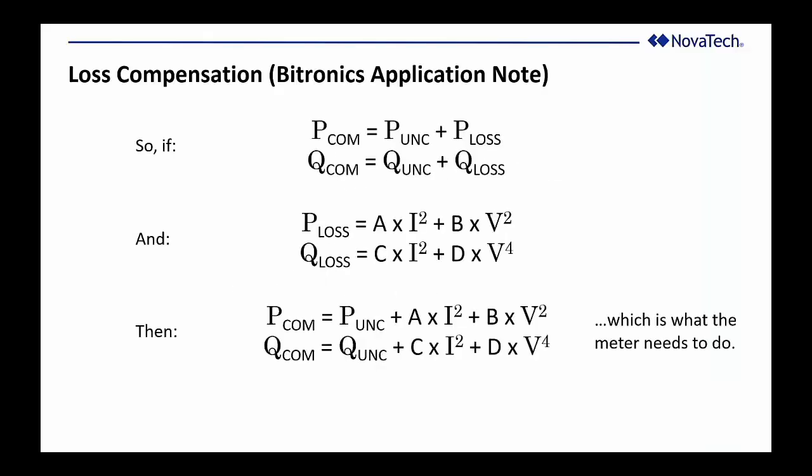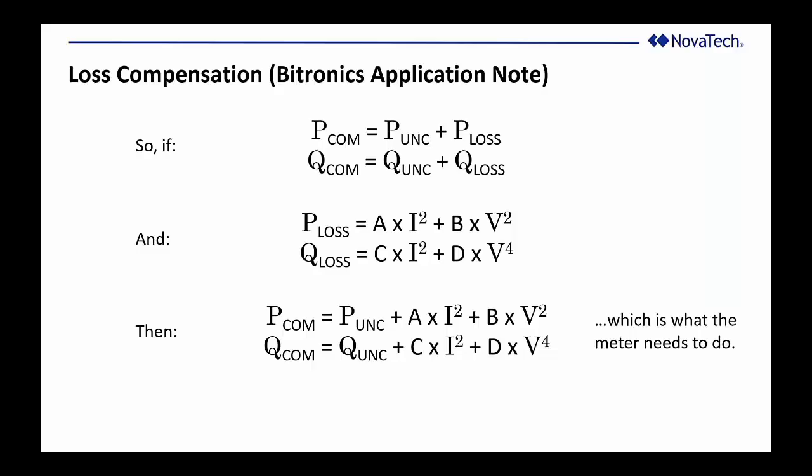So, summing up, if the compensated power is equal to the uncompensated power plus the losses, and the losses are equal to the A, B, C, and D coefficients times the respective current and voltage, either squared or raised to the fourth power, then we can say that the compensated power is equal to the uncompensated power plus the A, B, C, and D factors times the voltage and current that are measured in real time. Now that's what the meter actually does.